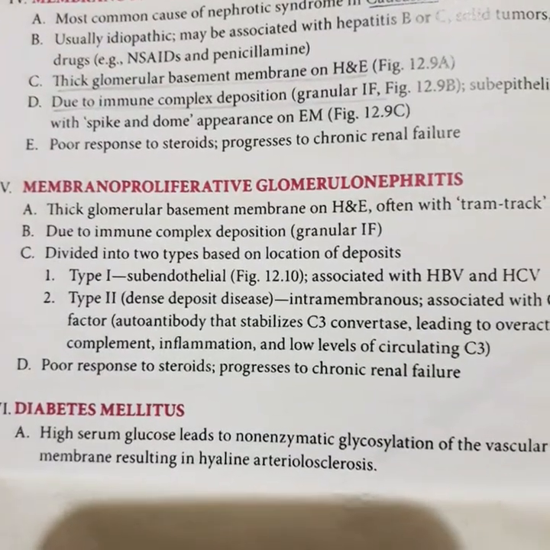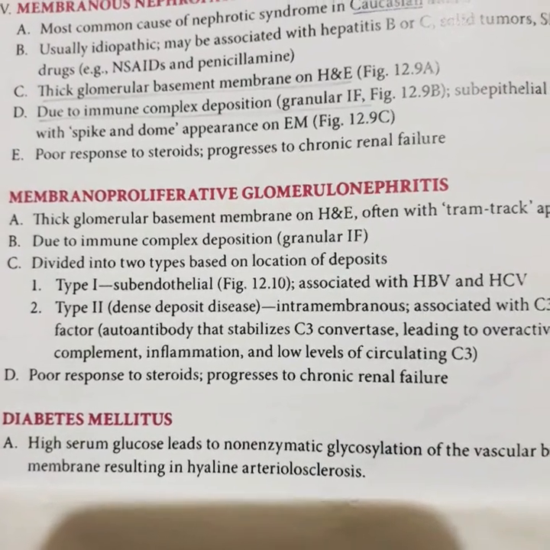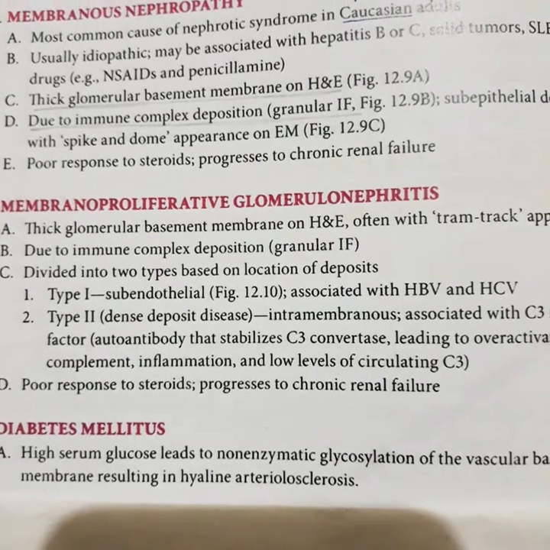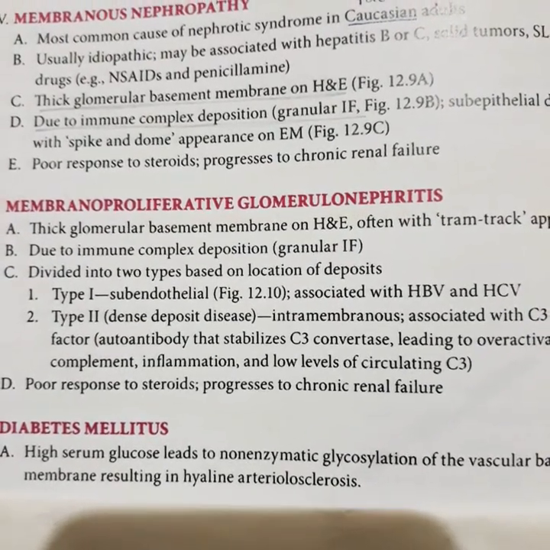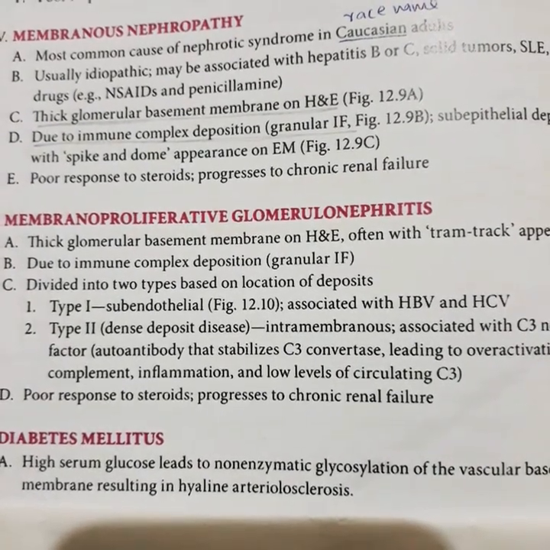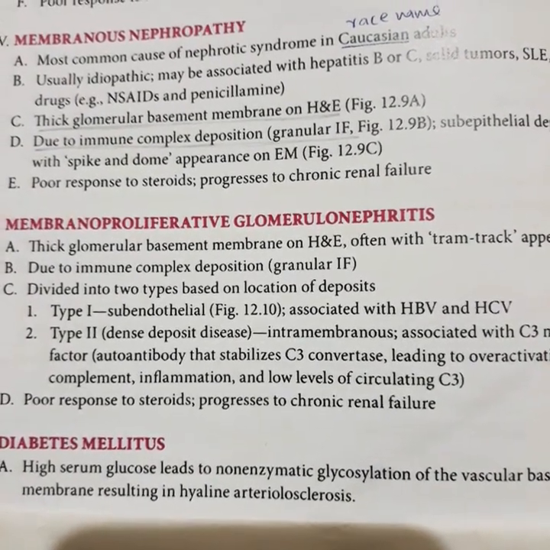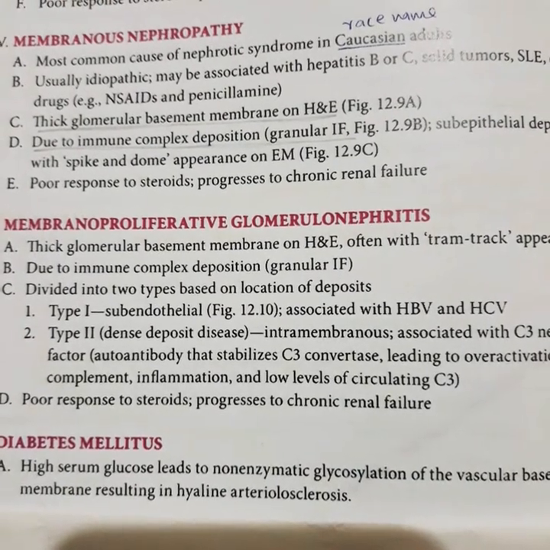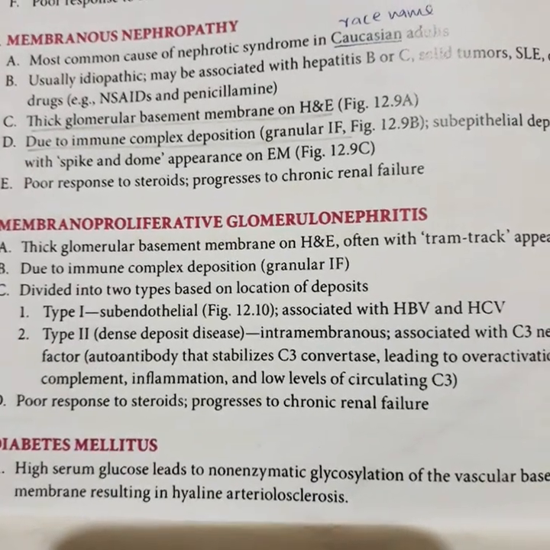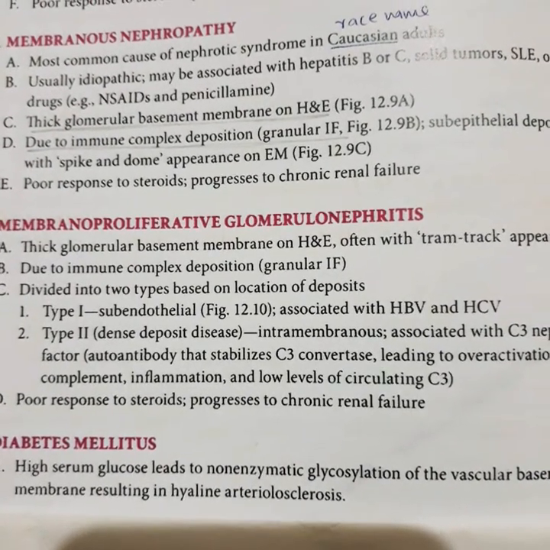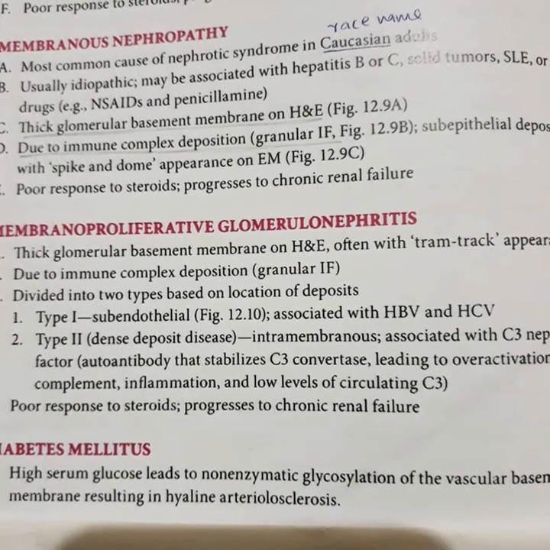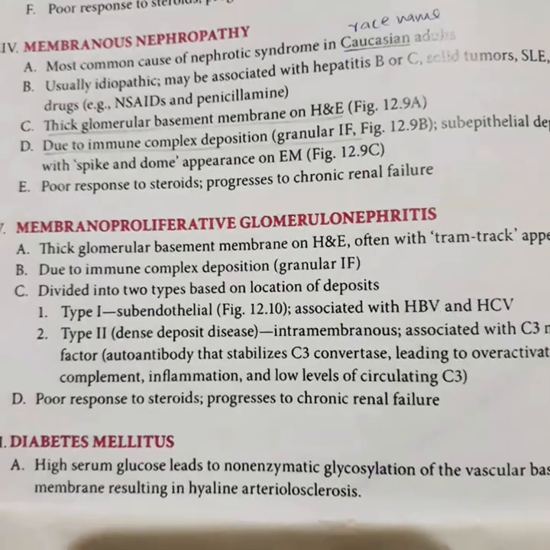Diabetes mellitus. High serum glucose leads to non-enzymatic glycosylation of the vascular basement membrane, resulting in hyaline arteriolosclerosis. What is hyaline arteriolosclerosis? Hyaline arteriolosclerosis is caused by leaking of protein into the vessel wall, resulting in vascular thickening. Protein appears hyaline on microscopy. Major causes responsible for hyaline arteriolosclerosis are benign hypertension and diabetes.